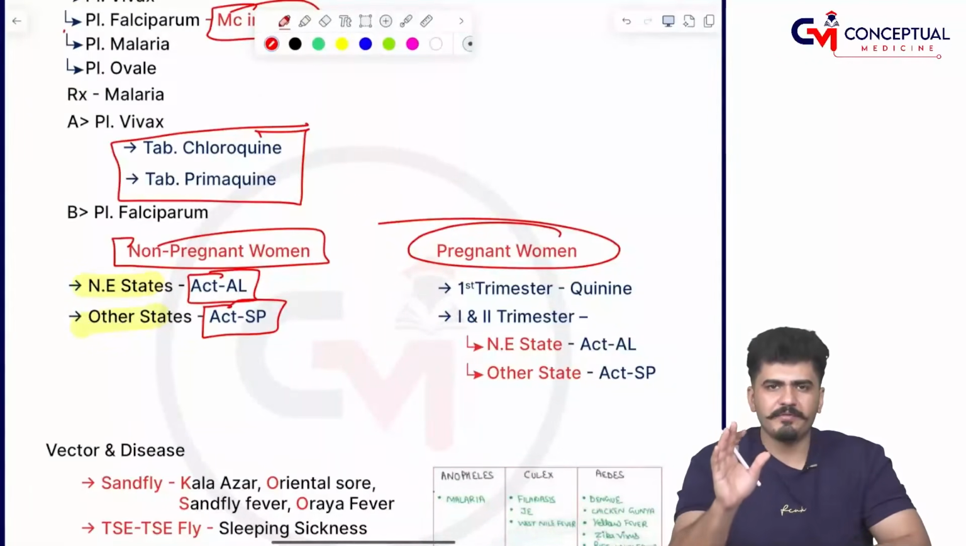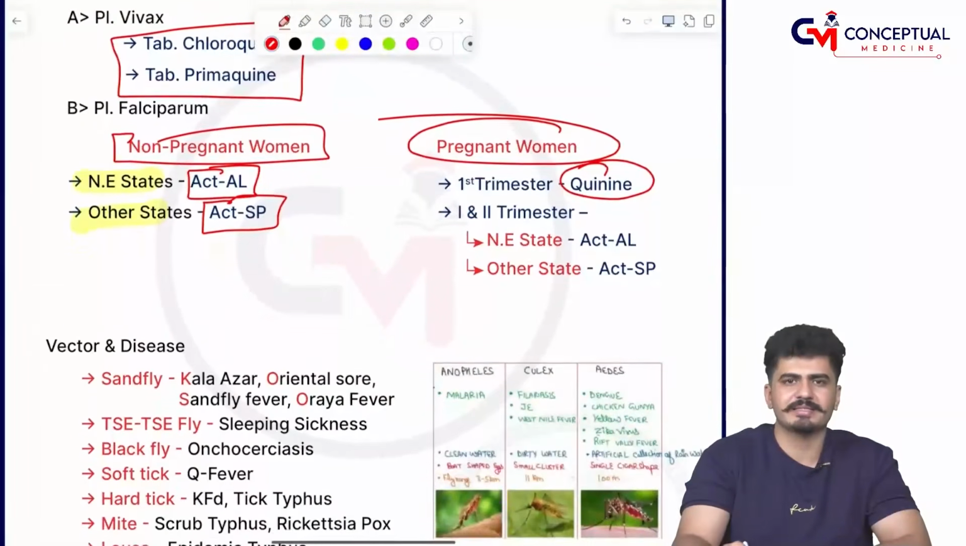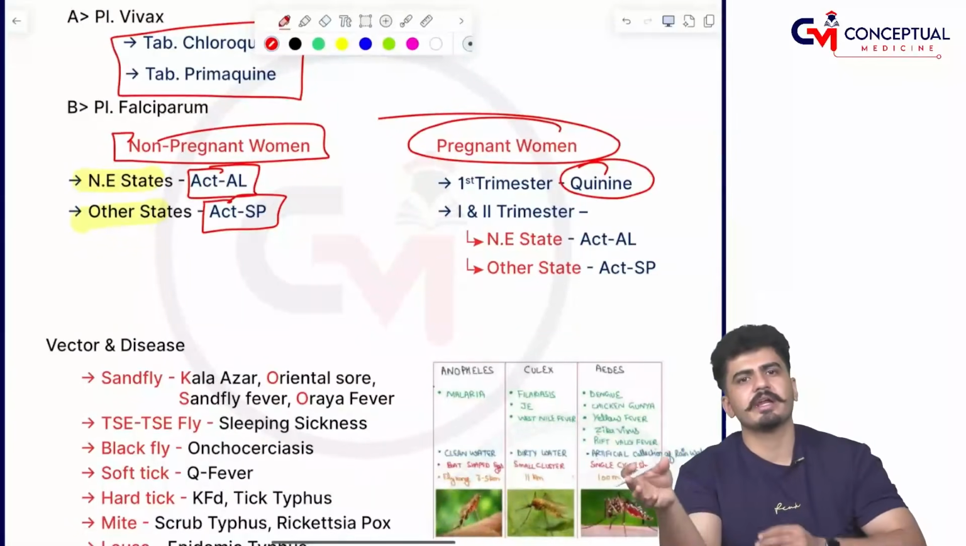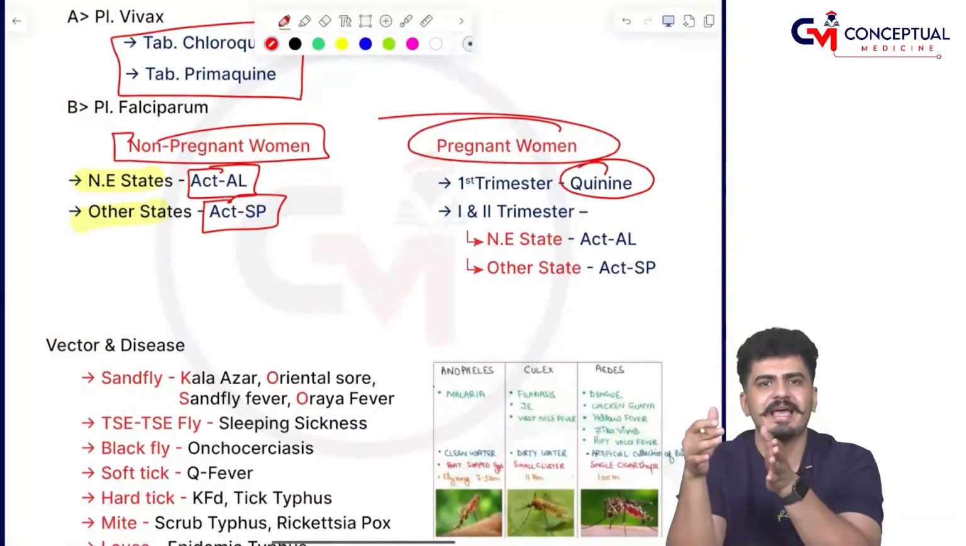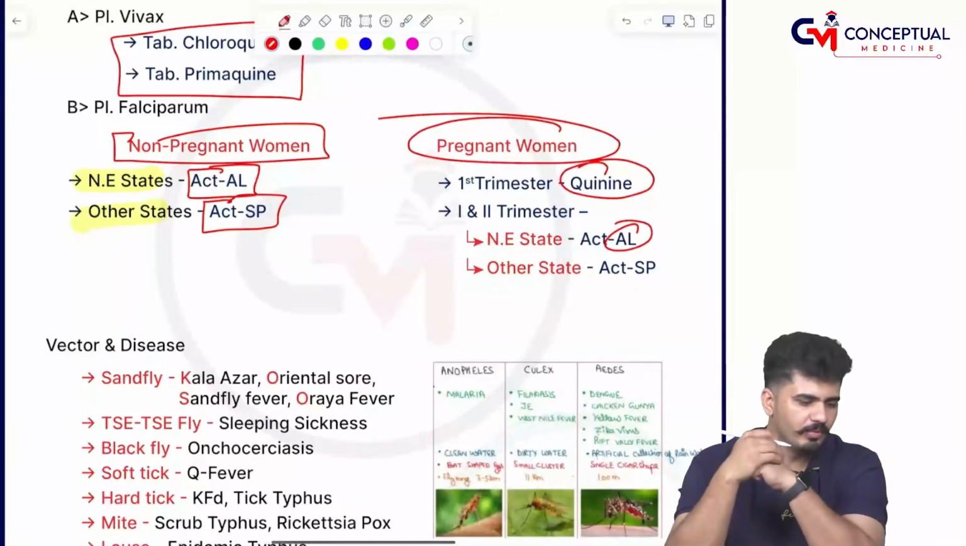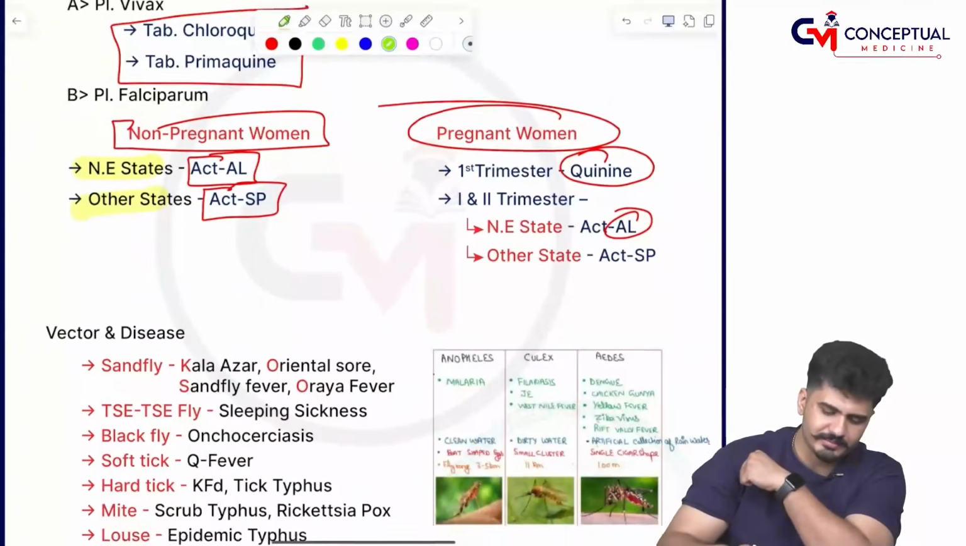Now, if it is a pregnant female, what can you give in the first trimester? You can give only quinine, but in the second and third trimester, you will again check if it is a northeast state or another state. In other states, you will give ACT-SP. In the northeast, again, you will use the ACT-AL combo, sir.